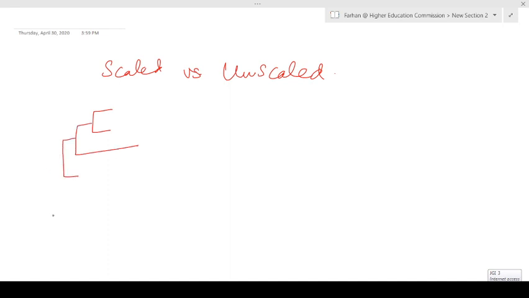So now there is one more concept before we go into further details. There is one type of tree that is called a scaled tree, scaled versus unscaled. A scaled tree is the tree which also tells you how much amino acid difference is between the species under comparison. For example, if this is the human, and this is A, B, C, D, E, right?